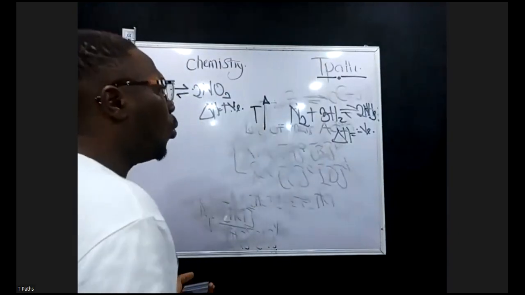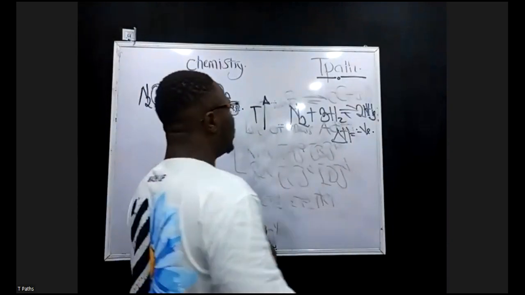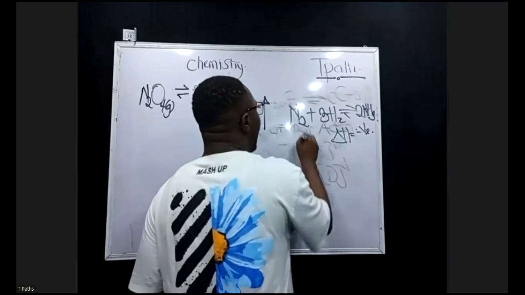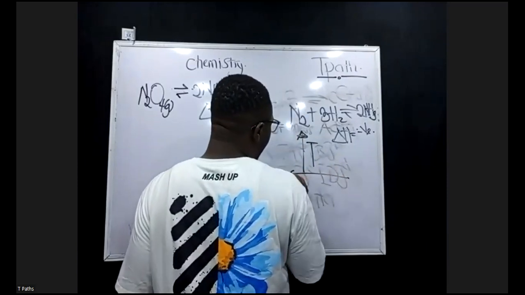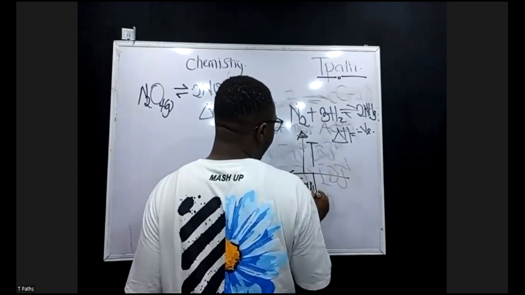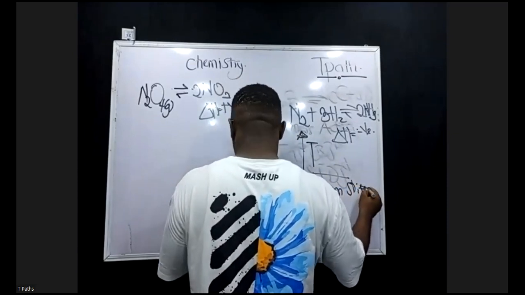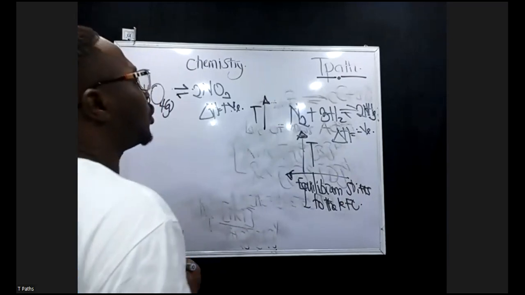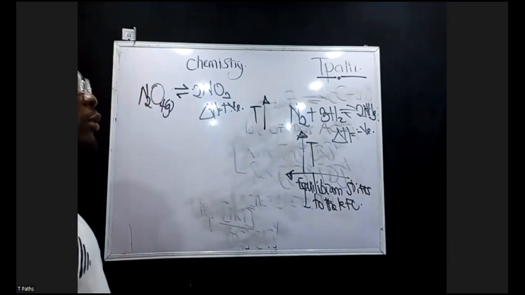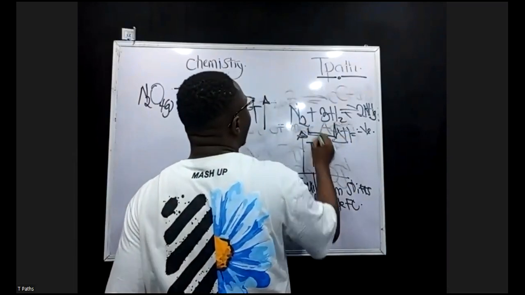Now we need to understand something. When temperature is increased for an exothermic reaction, the equilibrium will shift to the left. So when you increase temperature for an exothermic reaction, the equilibrium will shift to the left, and in that case we have more of the reactant and less of the product.